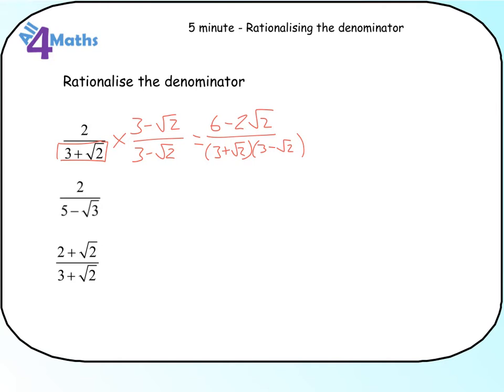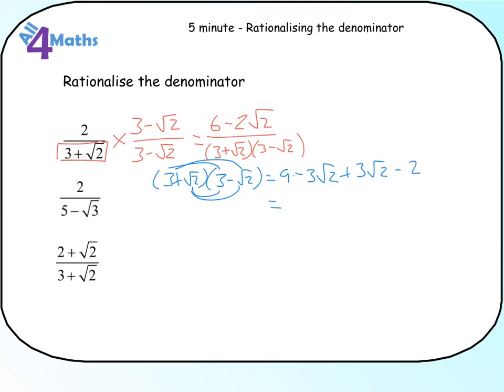So if I just look at that bit separately then, we've got 3 plus root 2 multiplied by 3 minus root 2. Now the 3 times by the 3 gives me 9. 3 times by minus root 2 is minus 3 root 2. Root 2 times by the 3 here is plus 3 root 2. And then root 2 times by minus root 2 is going to give me minus 2.